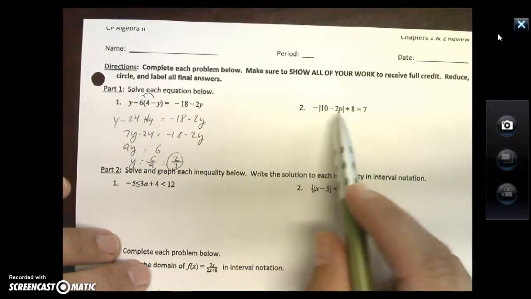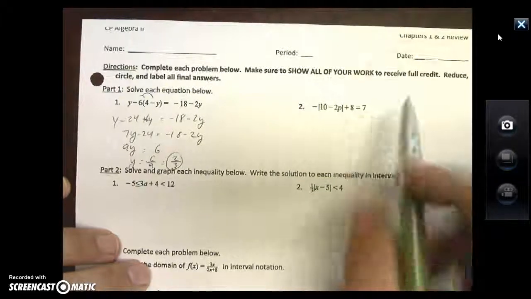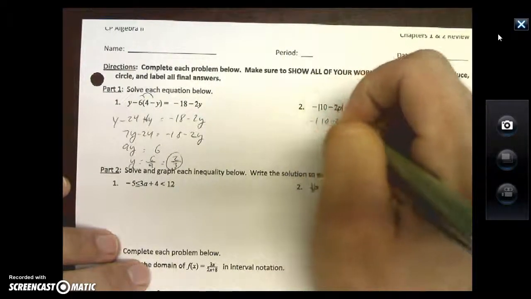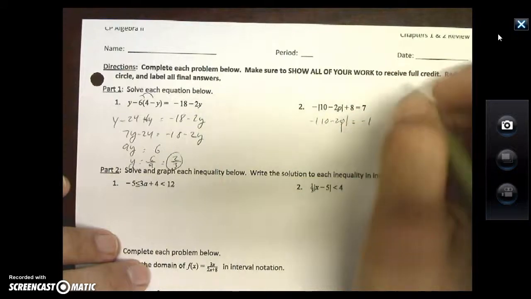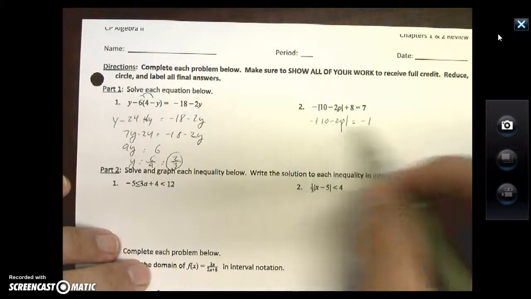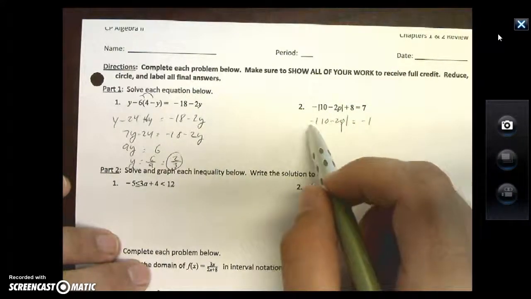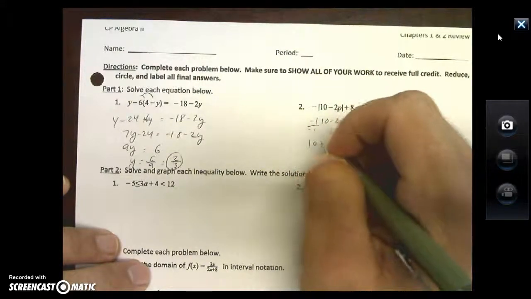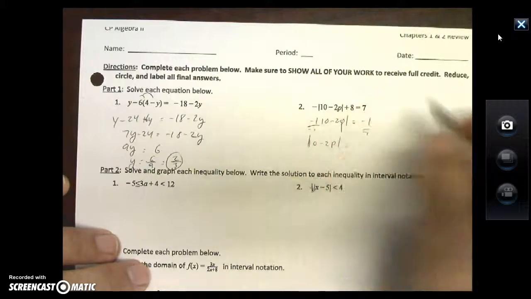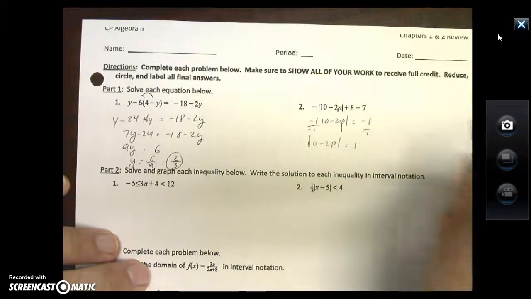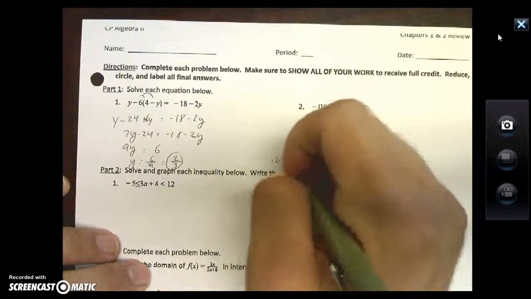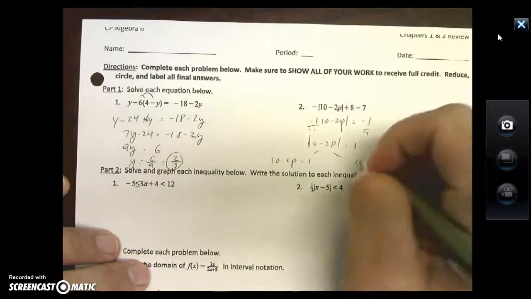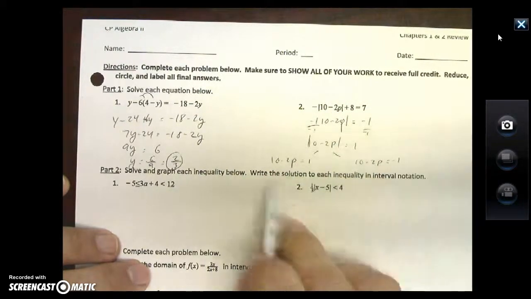All right, number 2. Before I do anything to get this absolute value, got to get it by itself. Subtract 8 over. And you might be thinking to yourself, absolute value equals negative 1. However, I got to get rid of that negative out front by dividing both sides by negative 1 first. So 10 minus 2p, the absolute value of it equals positive 1. Now you can split it up. 10 minus 2p equals 1. 10 minus 2p equals negative 1.